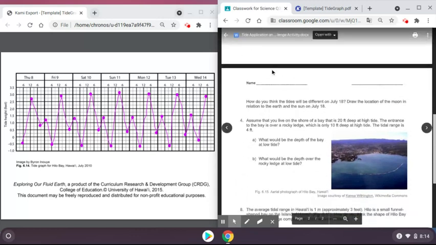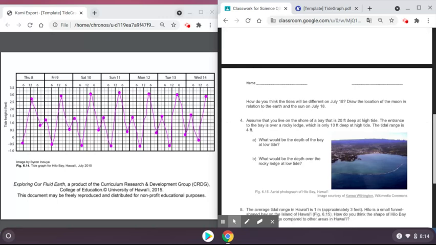Now, the second part to that is, how do you think the tides will be different on July 18th? Draw the location of the moon compared to the Earth and the sun on July 18th. If you remember, it takes about 4 weeks for the moon to completely revolve around the Earth, to make one full revolutionary path, one circle. So if that's the case, it's going to take about 1 week to go a quarter of that path.